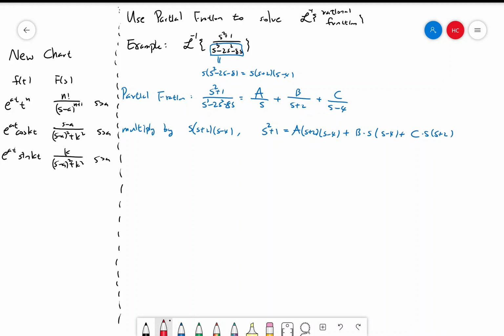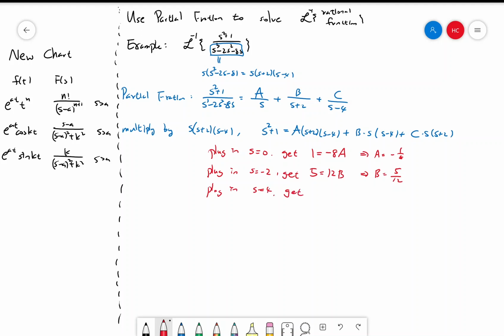To find the values of A, B, and C, we have tricks. We can plug in the roots. If we plug in s equals 0, we get 1 equals negative 8A, which implies that A is negative 1/8. If we plug in s equal to negative 2, then we get 5 equals 12B, so B is 5 over 12. And if we plug in s equal to 4, then we get 17 equals 24C, so C is 17 over 24.